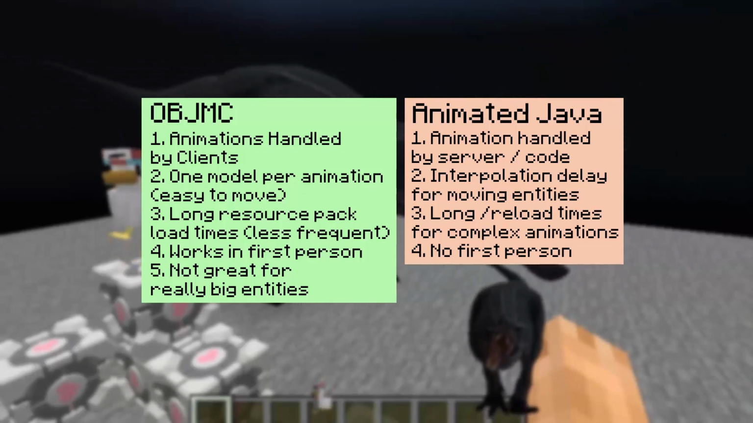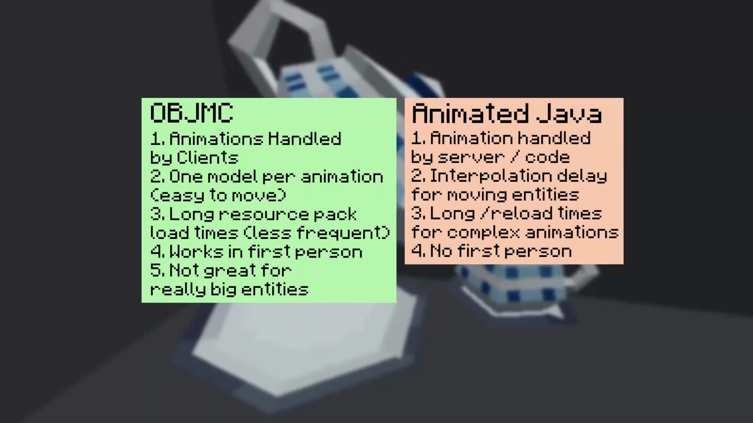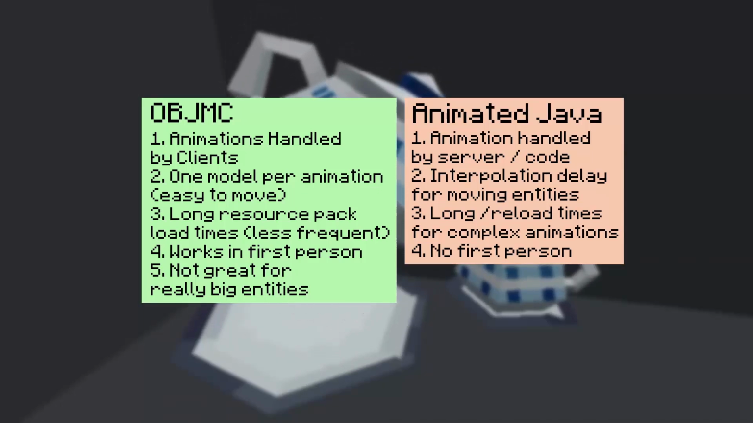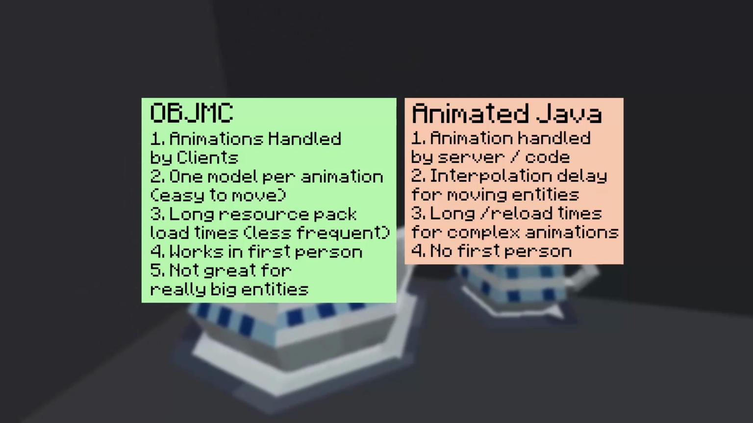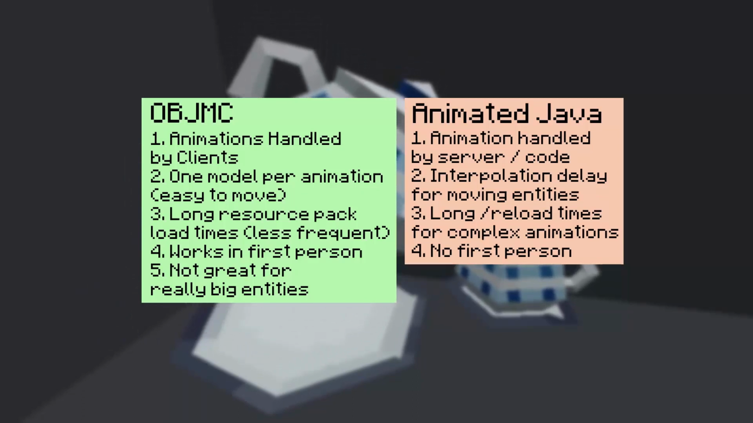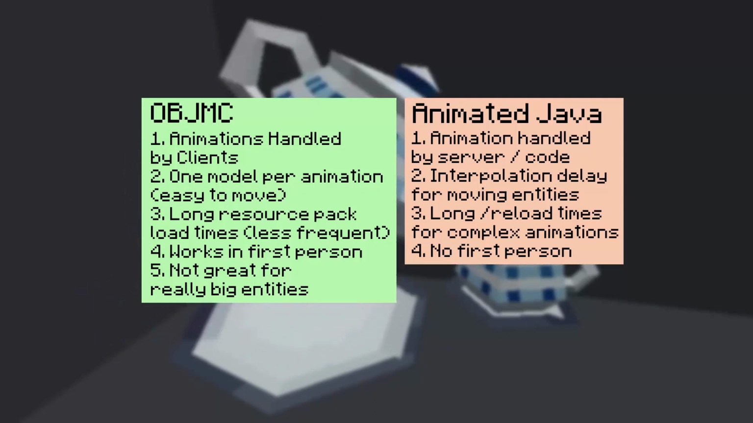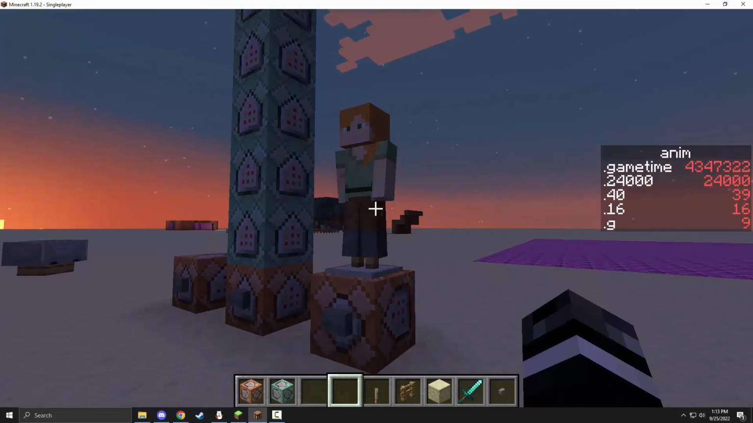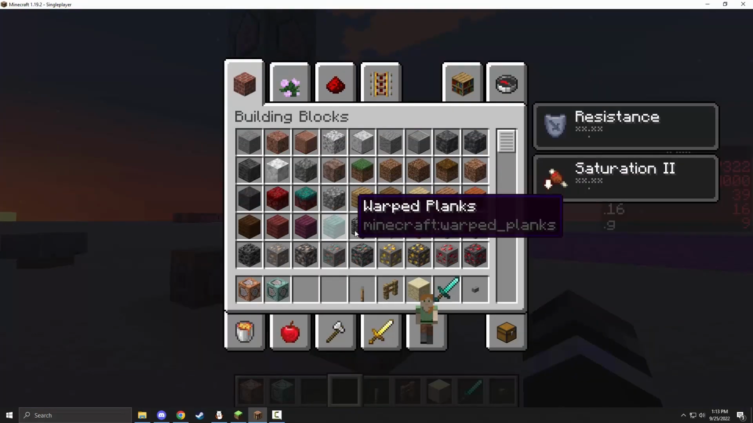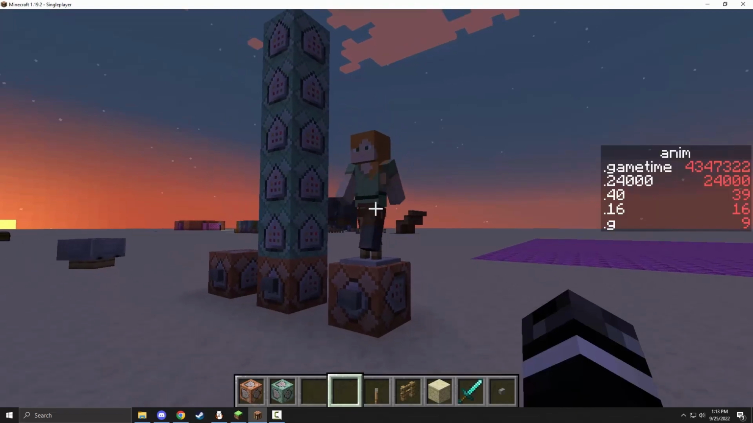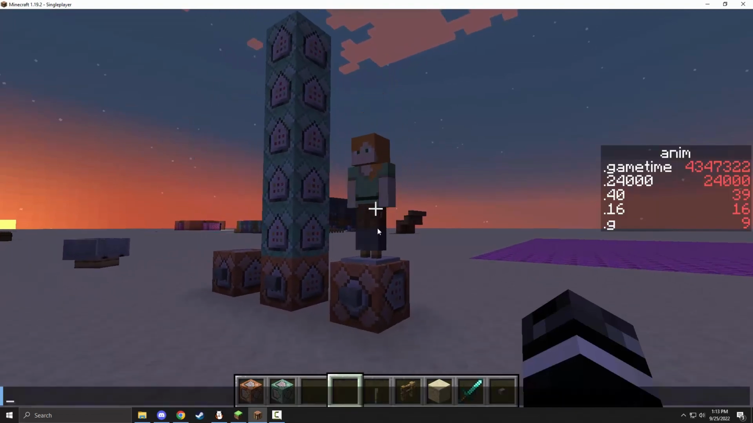There are some downsides in the sense that it does create bigger resource packs that take longer to load, but you're usually not reloading your resource pack too frequently. And another issue with it is that it doesn't really work too well if you're trying to do a giant that's walking around, like a big entity, but I'd imagine Animated Java also has issues with that as well. So with that being said, let's get into downloading and using OBJ-MC.